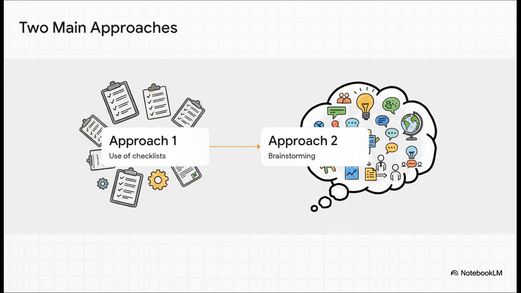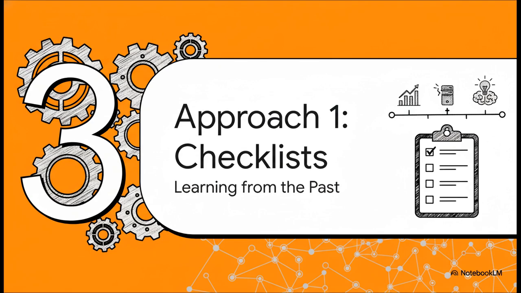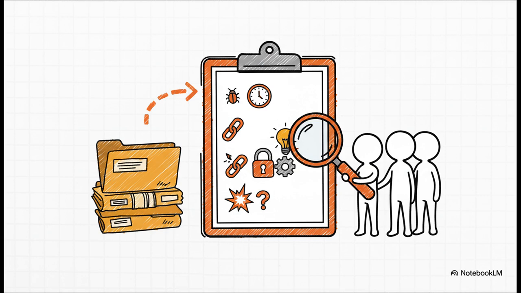Let's start by looking to the past. I mean, why reinvent the wheel, right? Checklists are all about learning from the successes and the failures of people who've done this before. It's a way to make all that knowledge stick around. So what is a risk checklist exactly? Well, imagine someone hands you a document that lists all the common problems that have popped up on similar projects in the past. That's a checklist.